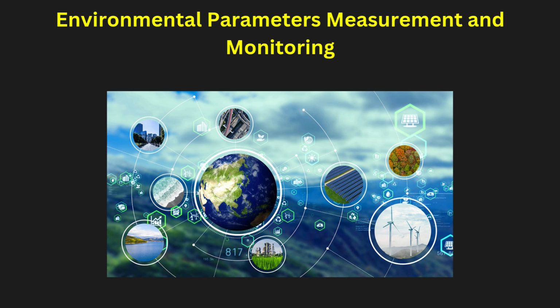Water quality sensors ensure the safe drinking water by detecting the contaminants like lead and bacteria in the water. Industrial processes rely on environmental monitoring to maintain the optimal working conditions and prevent the machinery failures. In agriculture, measuring soil moisture and temperature helps farmers to improve the crop yield.